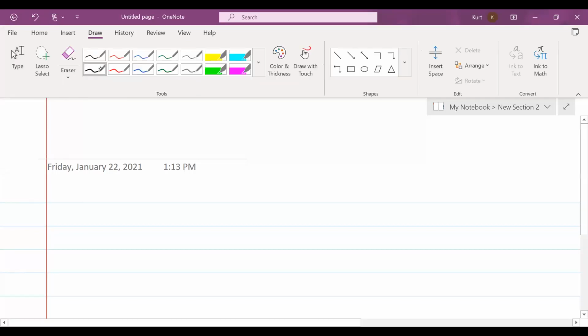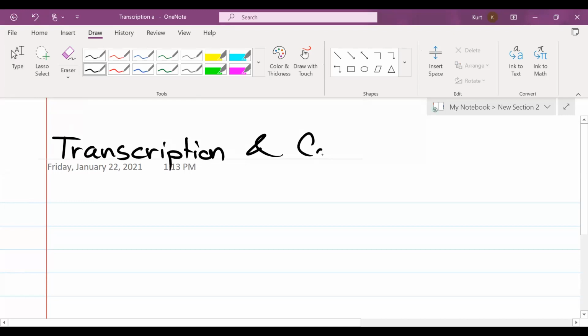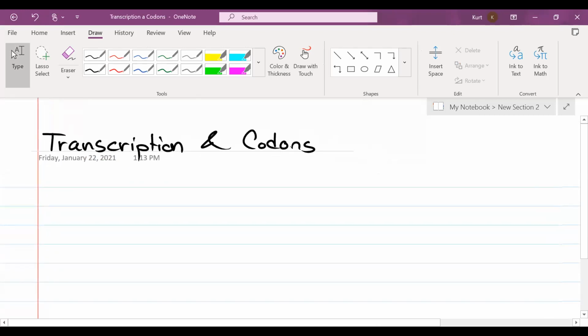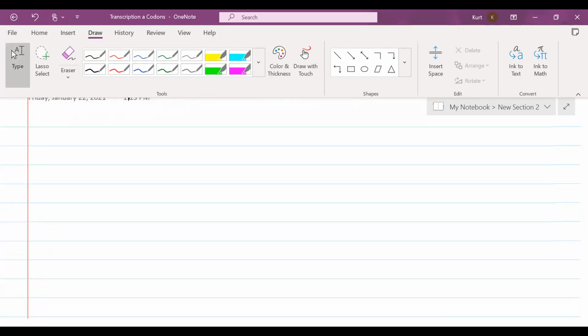So today we are going to do transcription. And we're going to get a little sneak peek into Monday, January 25th's lesson, and that's going to be codons. We'll kind of put them ahead of the curve a bit. It's a good place. I'd rather be ahead than behind. All right, so let's do a quick review.